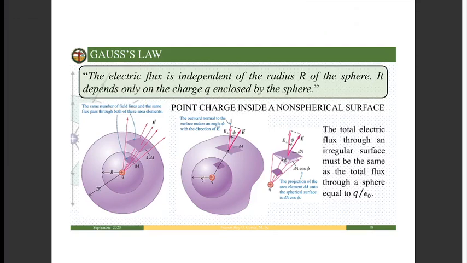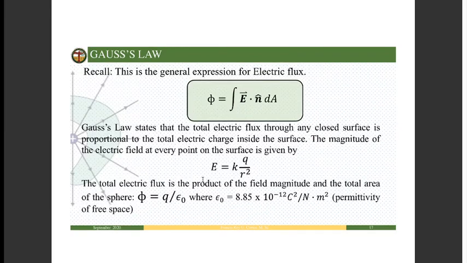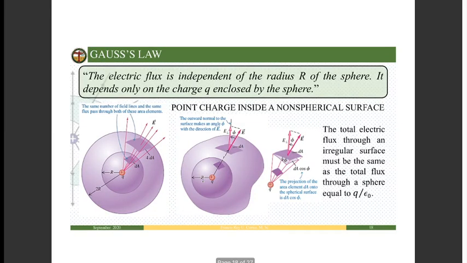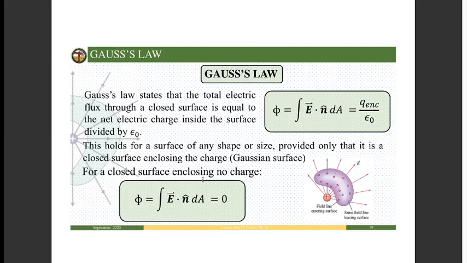So whatever surface you use outside the spherical surface, we still get the same electric flux, right? That is still equal to Q over epsilon sub naught. Okay? So Gauss's law is actually this: the electric flux is just equal to the total enclosed charge divided by epsilon sub naught, for any surface of any shape, of any size, provided that it is a closed surface.